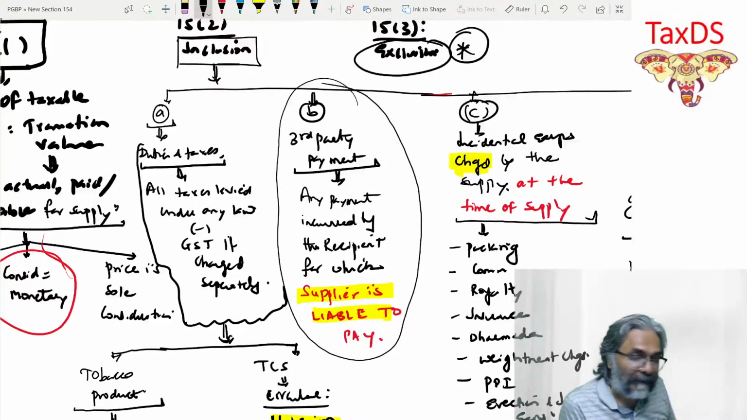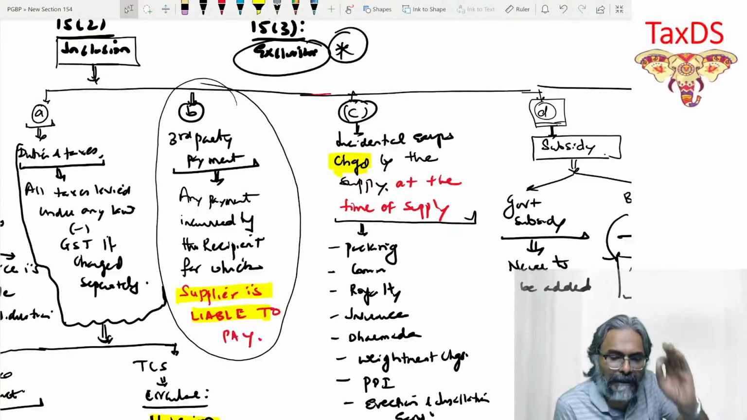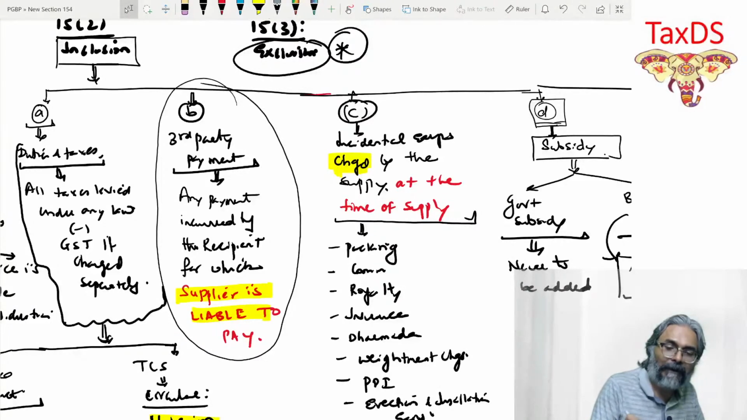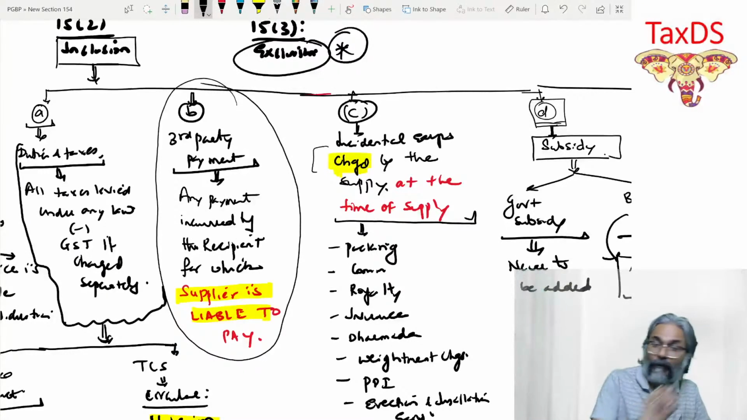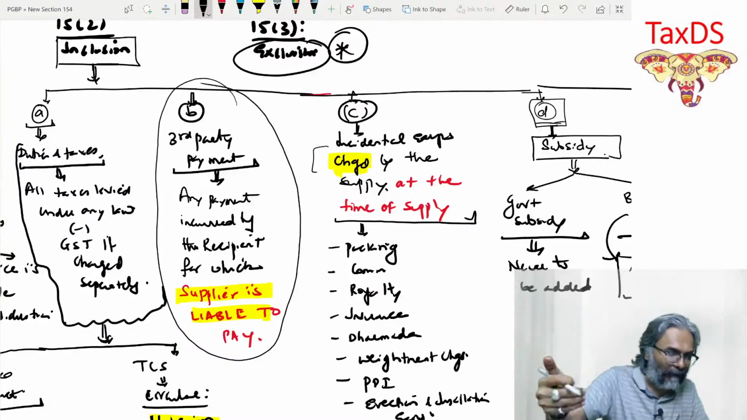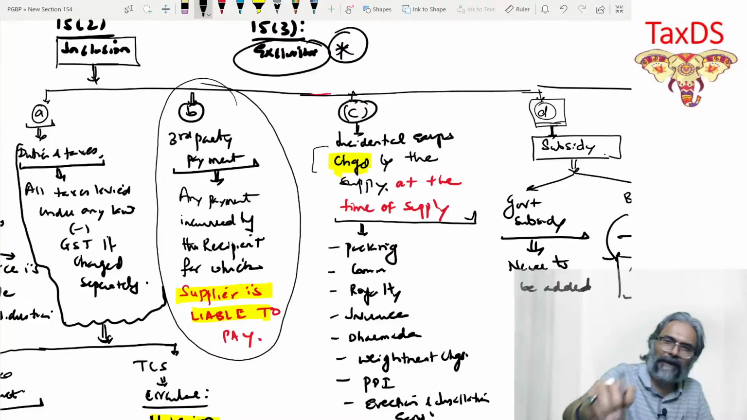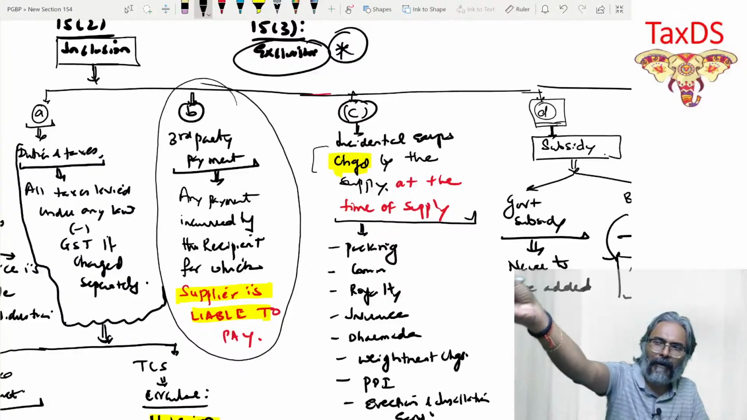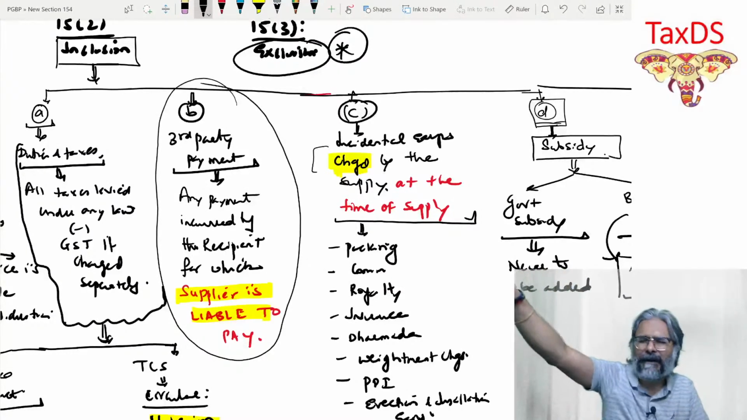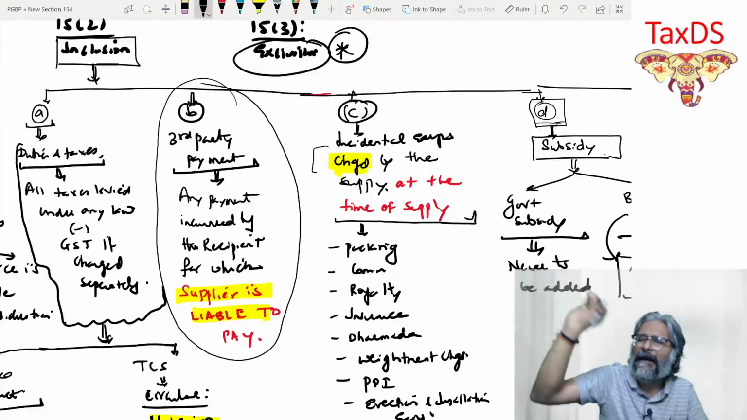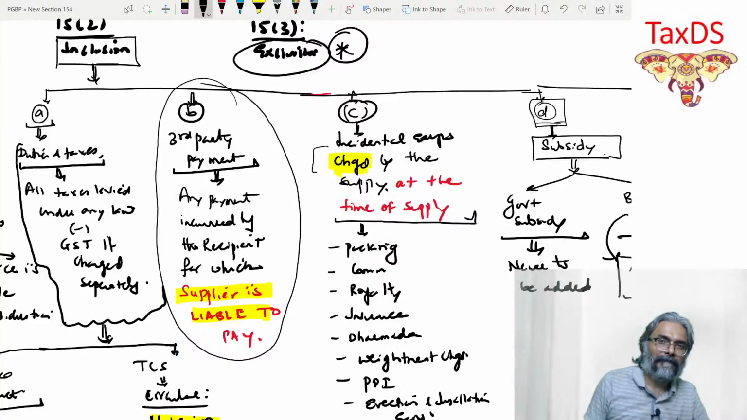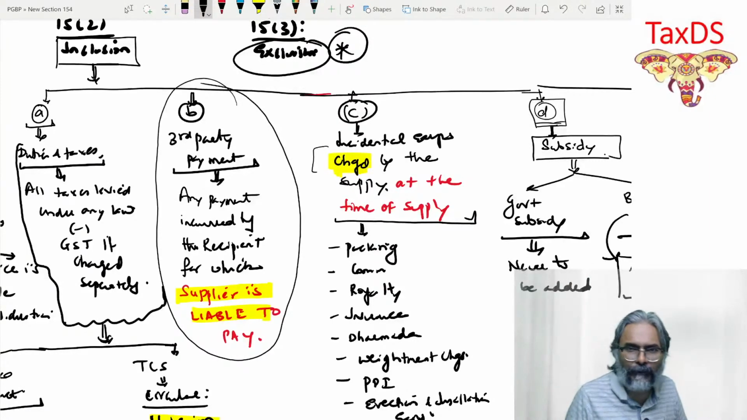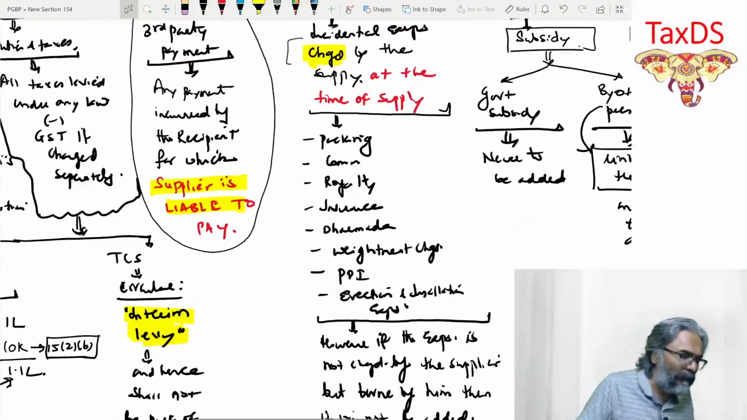Point number 3, the C part, students, is about the incidental expenditure which is charged by whom? By the supplier at the time of supply. He has to charge it. So if he charges on the following payments, some of which are already given in the law, or any other expenditure, that would be added under 15.2C if the supplier has charged. The list is already given to you in 15.2C.